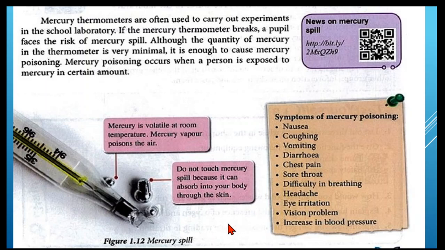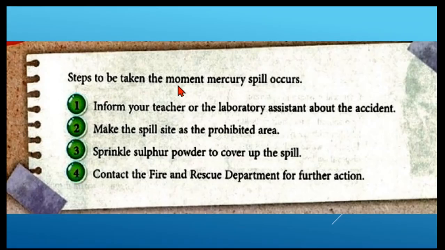These are the steps to be taken when a mercury spill occurs. Inform the teacher or lab assistants about the accident first, and then make the spill site a prohibited area. Do not allow anyone to go there. Then sprinkle sulfur powder to cover up the spill. Then we contact the fire and rescue department for further action.